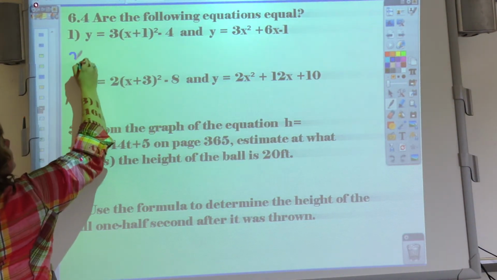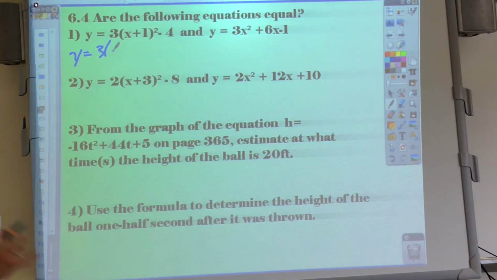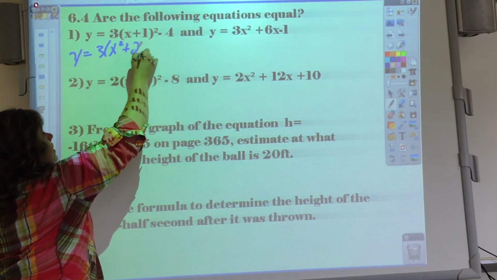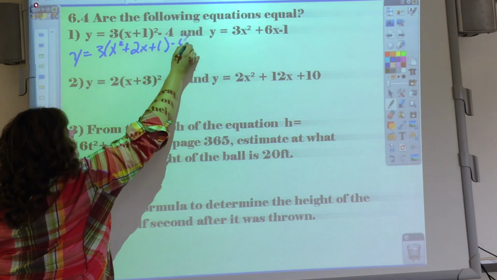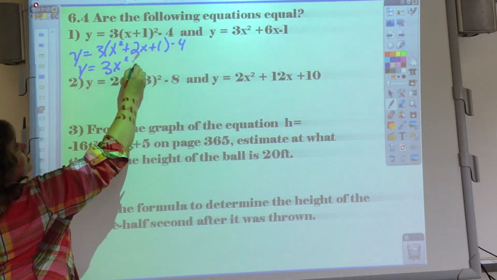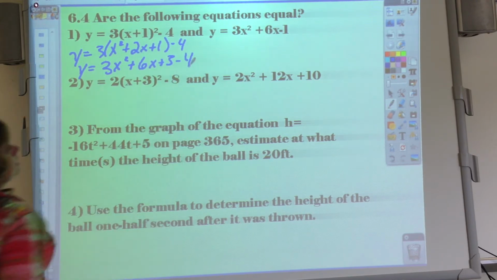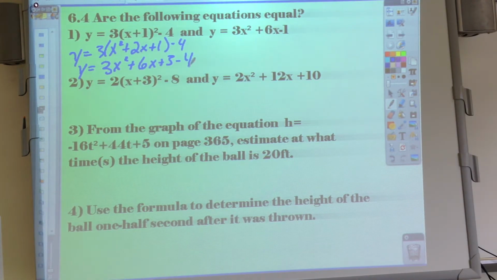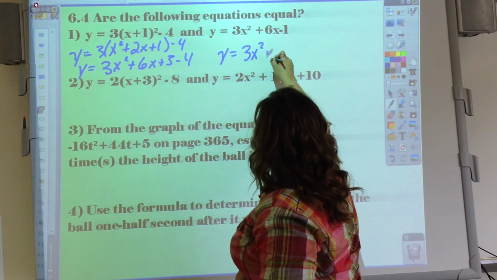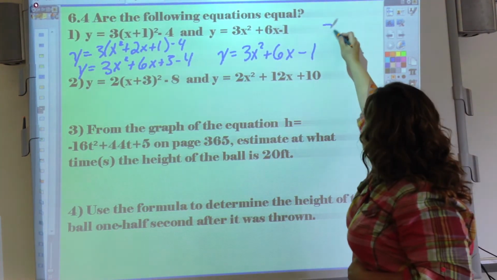If I expand out this equation right here, I'm going to FOIL out the center. Remember that's x plus 1 times x plus 1, and I get x squared plus 2x plus 1. Now I'm going to distribute this 3 through, and I get 3x squared plus 6x plus 3 minus 4. Now I need to combine like terms, and I get y equals 3x squared plus 6x minus 1. And are these equal? Absolutely they are.